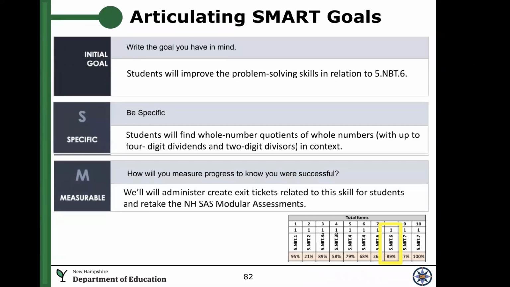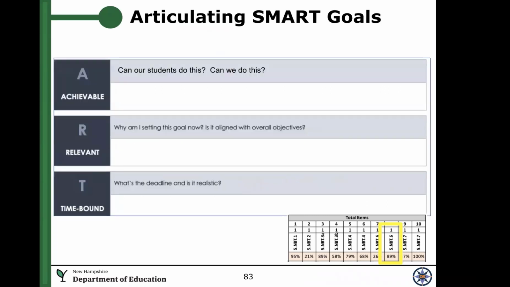And then measurable. Okay, well, we're going to administer and create exit tickets related to this standard. So I might have a problem of the day and I want them to give me an exit ticket at the end of the day and solve this problem. And I'm also going to have them retake that New Hampshire SAS modular assessment again. All right, I'm going to see how they're doing on that particular skill.